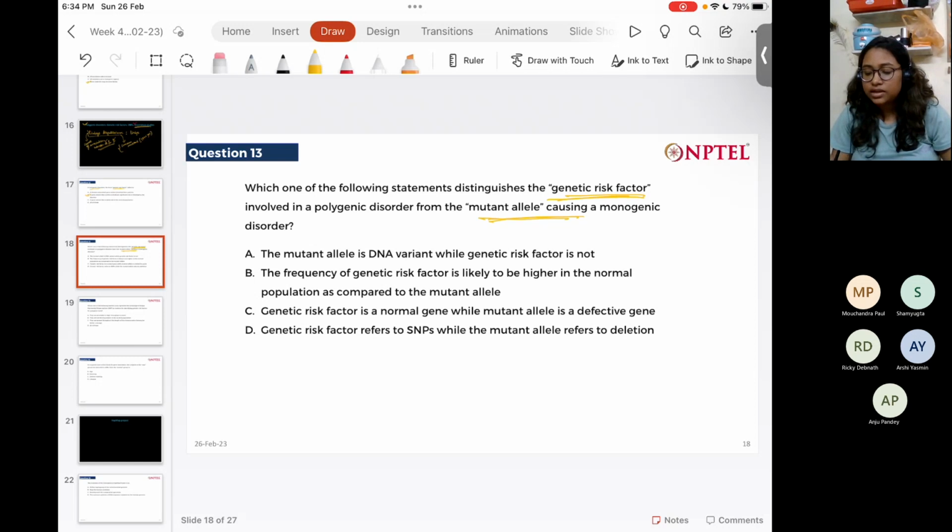A, a mutant allele is a DNA variant, while a genetic risk factor is not. B, the frequency of a risk factor is likely to be higher in the normal population as compared to a mutant allele. C, the risk factor is a normal gene, whereas the mutant allele is a defective gene. D, risk factor refers to SNPs, while mutant allele refers to deletion. What do you guys think will be the correct answer? Which of these statements distinguishes between risk factor and mutant allele?